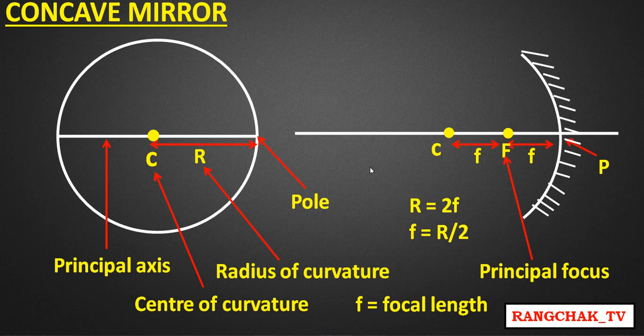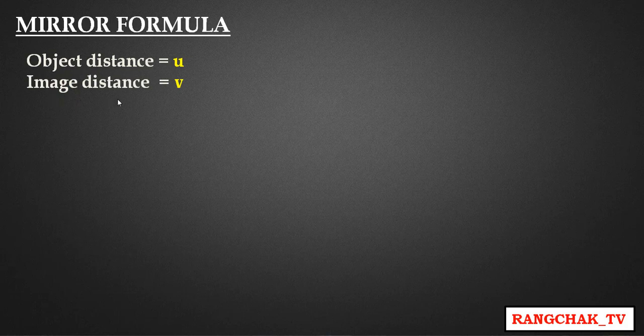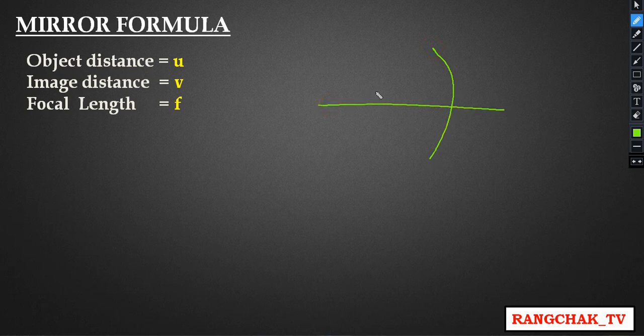Mirror formula. In the mirror formula, object distance is denoted by small u, image distance by small v, and focal length by small f. The object distance is the distance of the object, for example a candle, placed in front of a mirror such as a concave mirror.